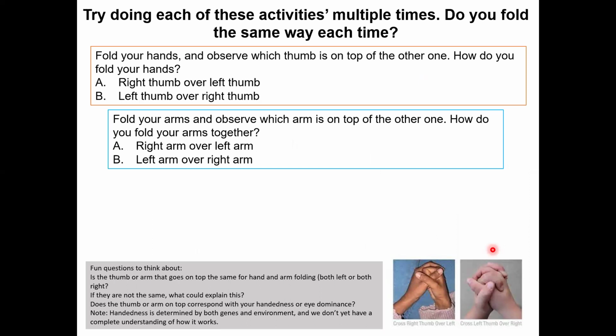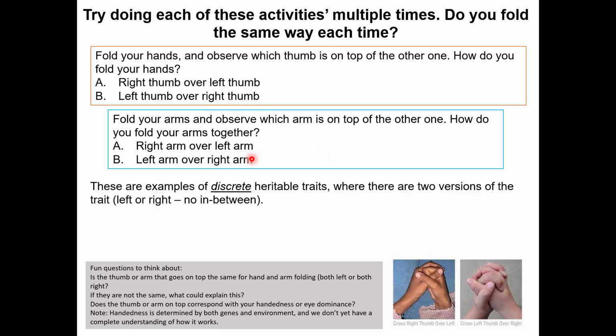So these are some activities you can try on your own. You can try putting your hands up, your thumbs like hands like this, or your arms crossed over your chest. Think about this and do this a couple of times and see which one actually lands over yourselves. And what this kind of shows is, does it happen the same way? If it does, these are some examples of discrete heritable traits where there are two versions of a trait, left or right, but no in between.